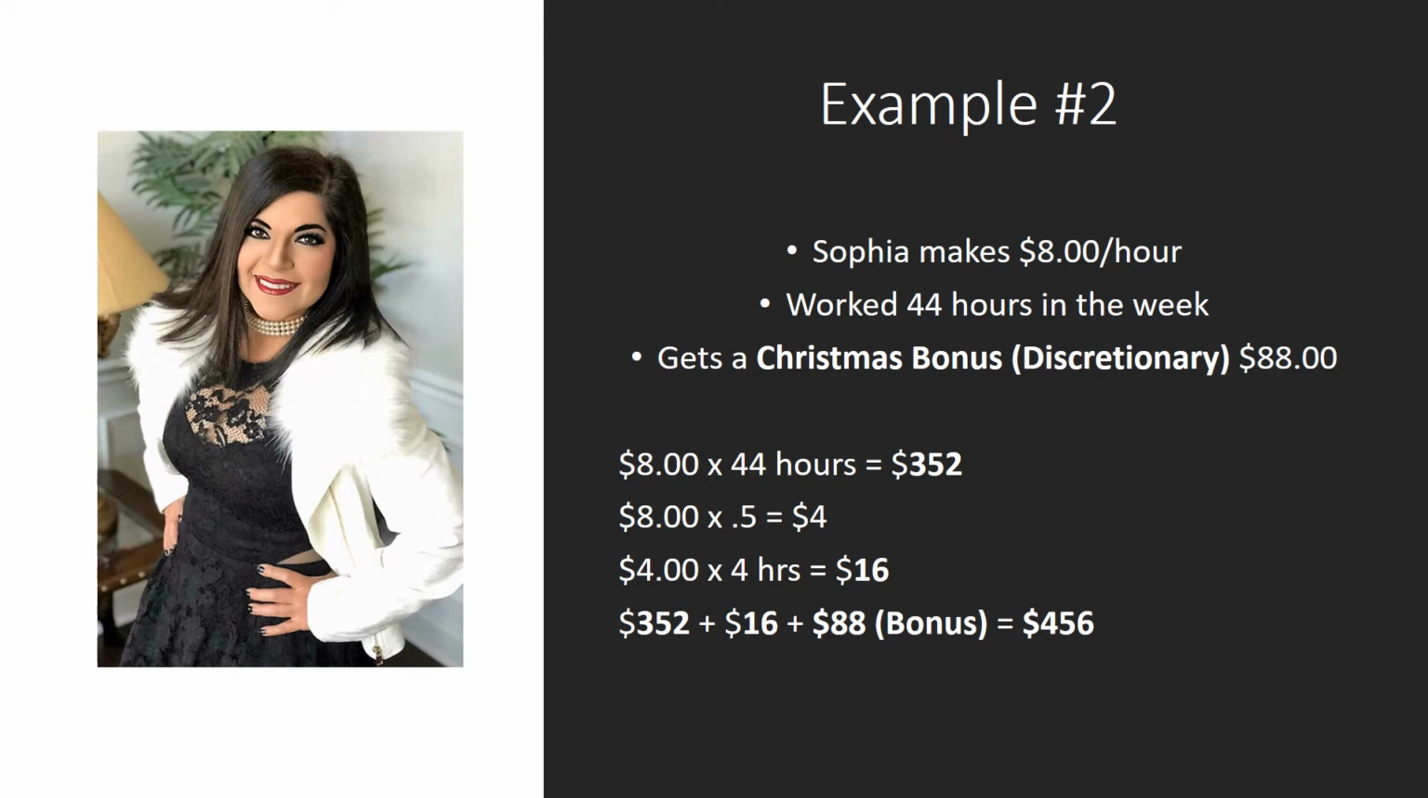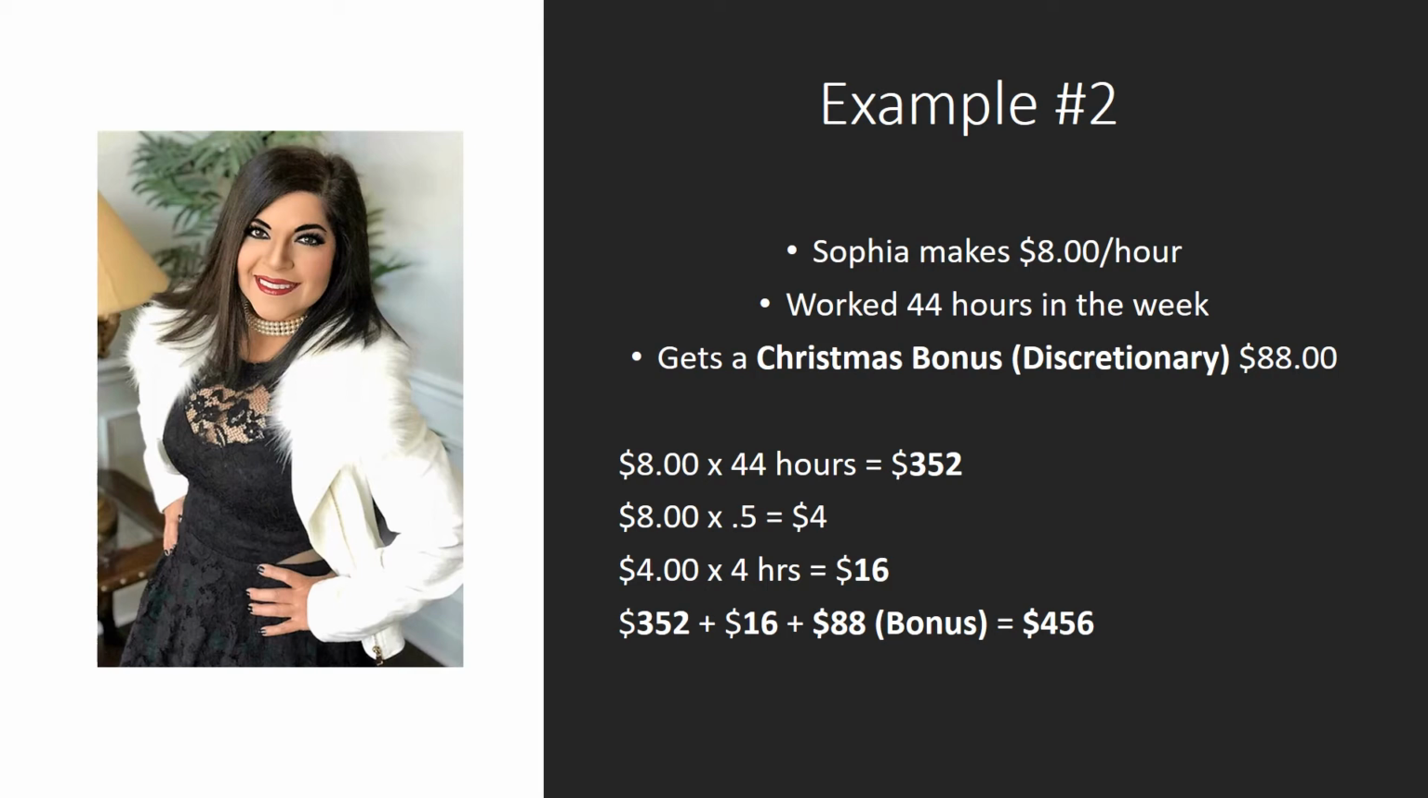So first we're gonna go ahead and just do a regular calculation of overtime. So $8 an hour times 44 hours, we wanna go ahead and establish the regular rate for all the hours that she worked. So 8 times 44 is 352. From there, we wanna go ahead and get the half rate of the $8. So $8 divided by 2, or $8 times 0.5, is $4. So that's the $4, just basically the half time of the $8.